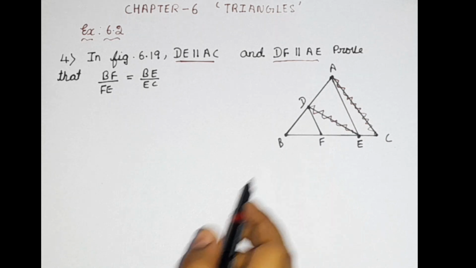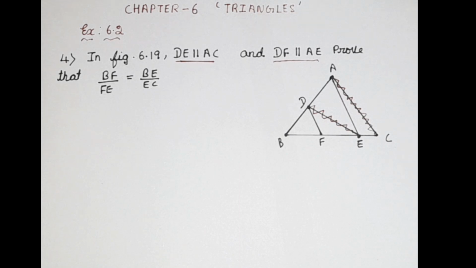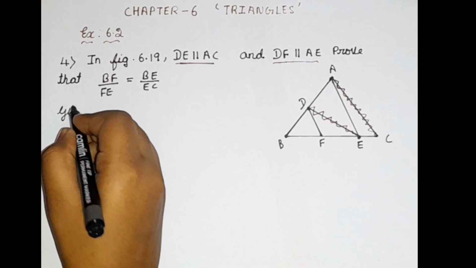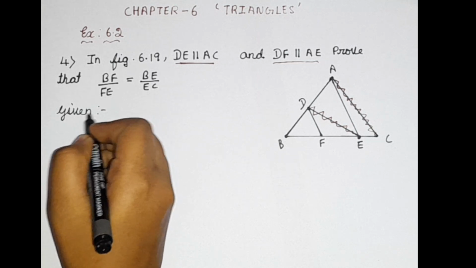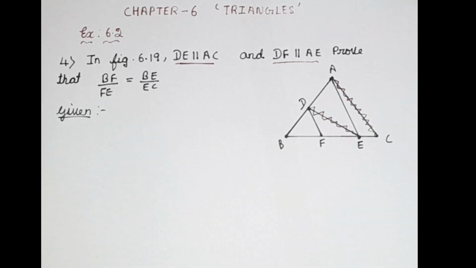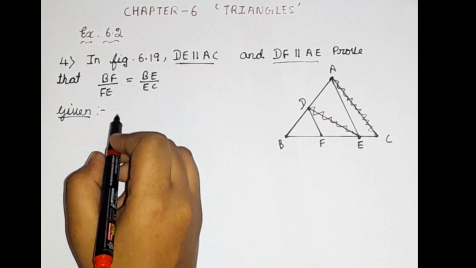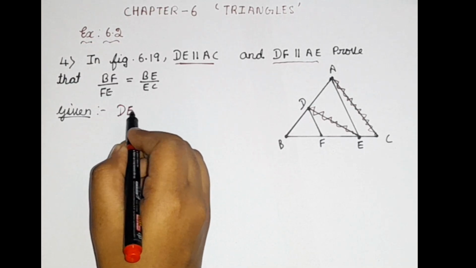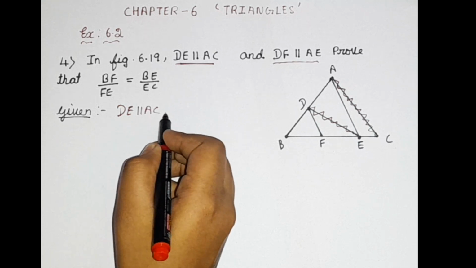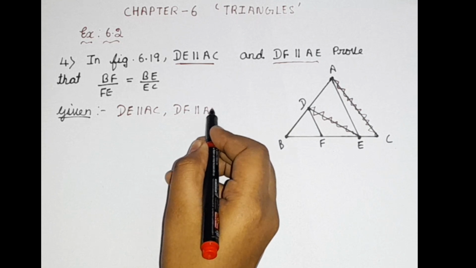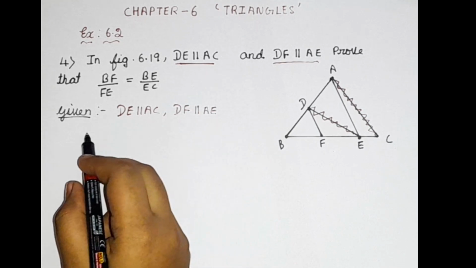So now what we can do is write the given things. What are the given values? So let us write given. The given things are DE is parallel to AC. In the question they mentioned DE is parallel to AC, so we can write that there, comma, and DF is parallel to AE. This is mentioned in the question, so it is given.